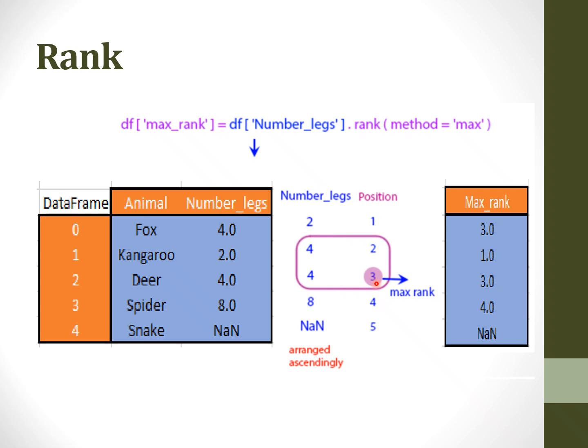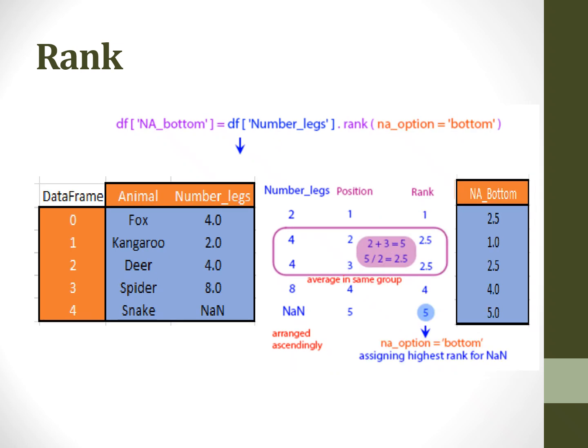So the position value is 3, and that value will be assigned for both of these 4 number of legs. So for 4, you have 3, 3, and for 2, you have 1, and for 8, you have 4. And this is how you find out the maximum rank. Okay.